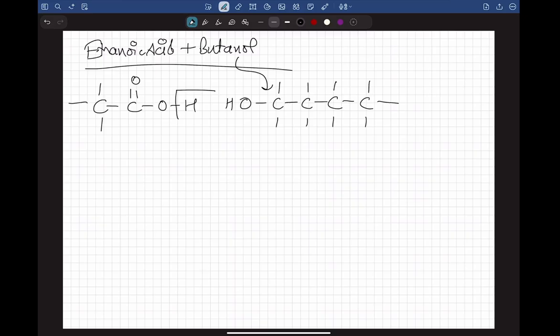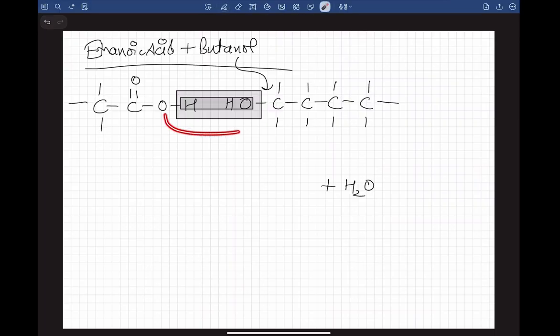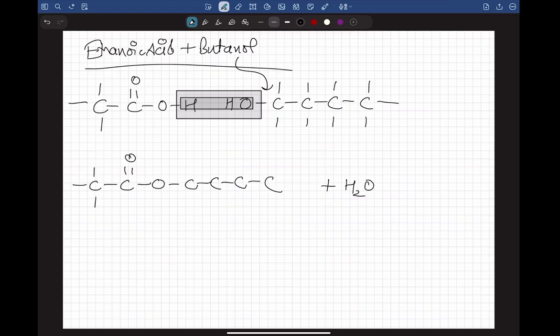Right? So we can put this in a box. OH and H are gone. So one of the products is H2O. Now, what about the ester? See, if all of this is gone, that means this oxygen will bond with the carbon. That is its only option. So I'll draw the same thing as it is again. See, this oxygen just directly connected with that carbon. This is your ester.